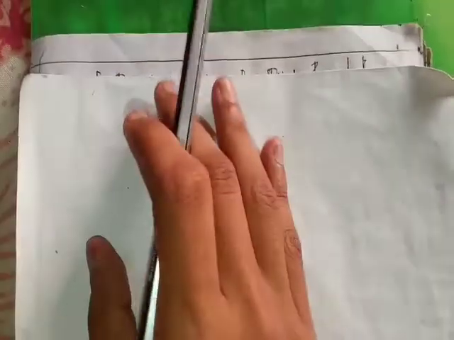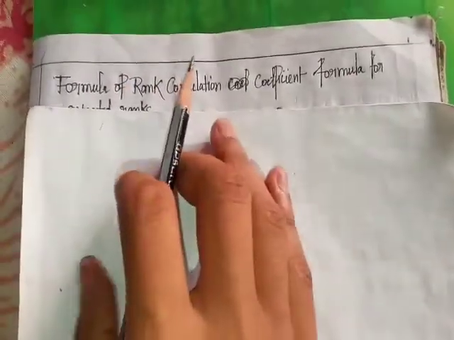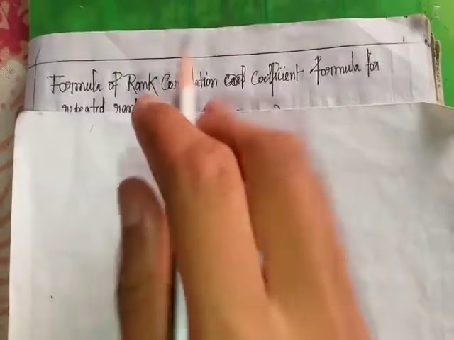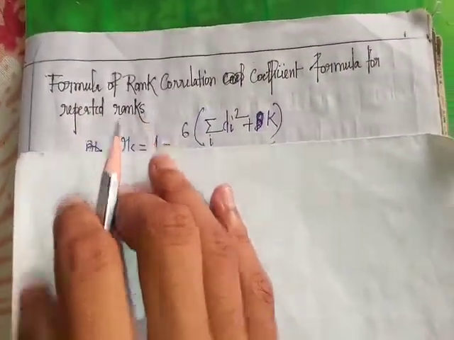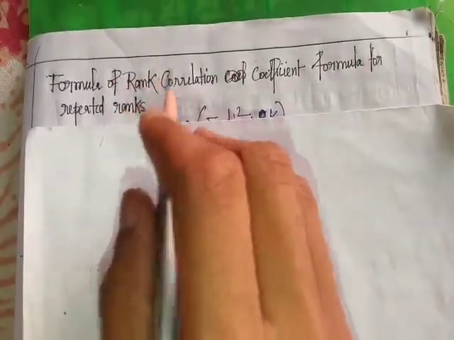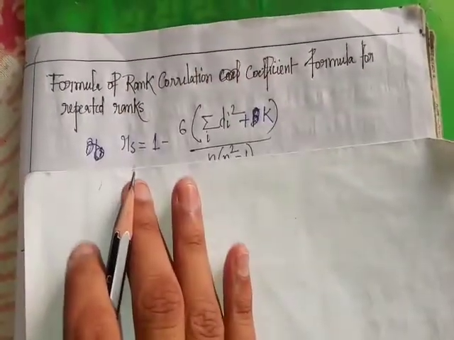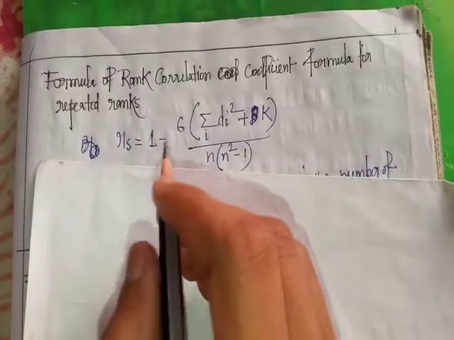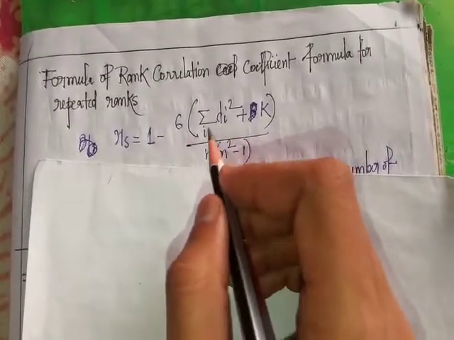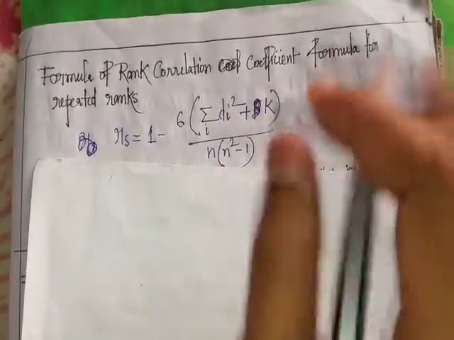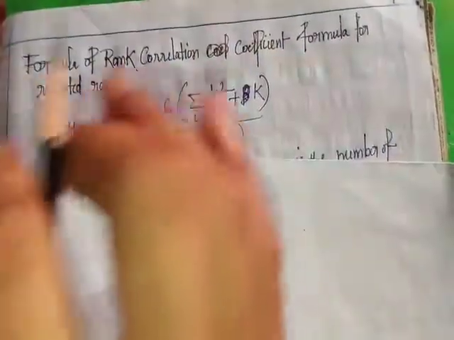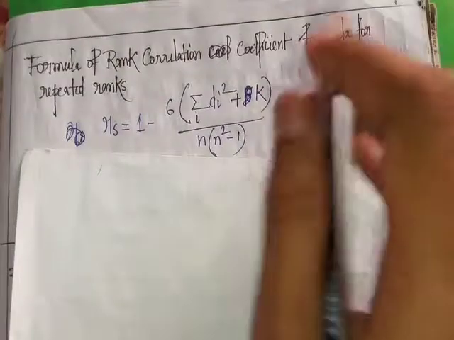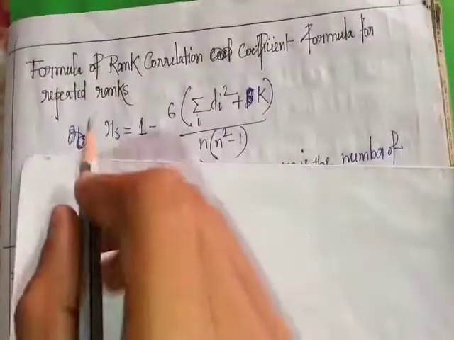Next, we discuss the formula of rank correlation coefficients for repeated ranks. The formula of rank correlation coefficients for repeated ranks is Rs equal to 1 minus 6 into summation di square plus k by n into n square minus 1. This is the formula of rank correlation coefficients for repeated ranks.